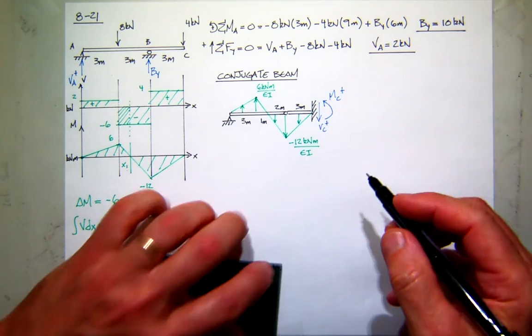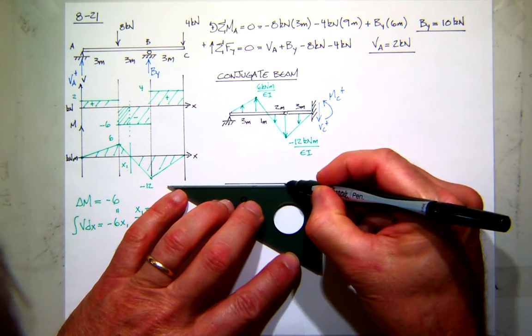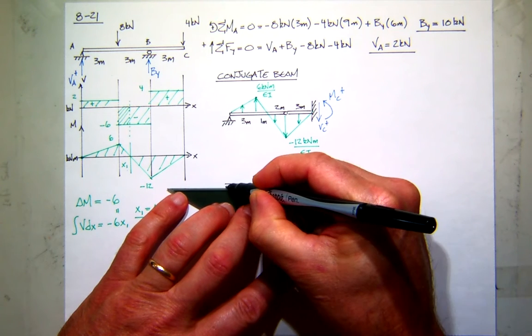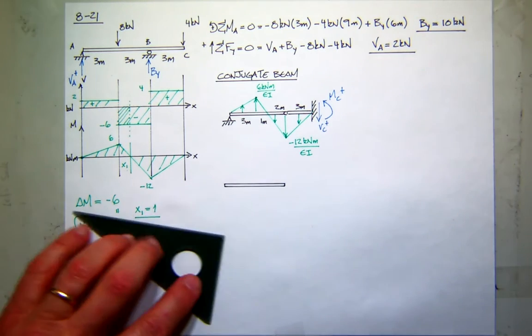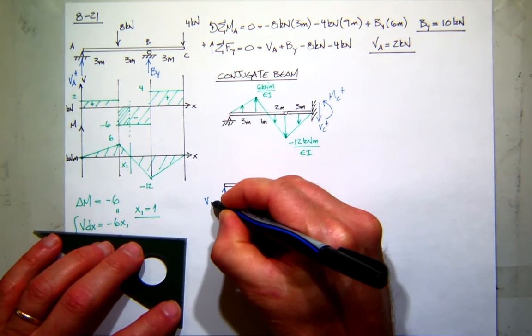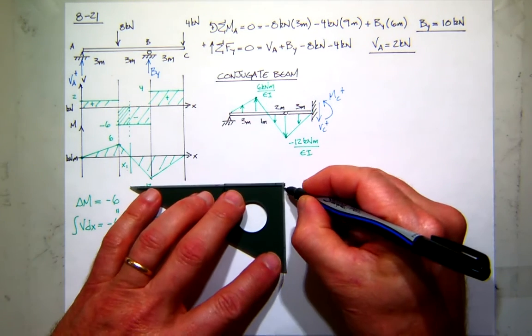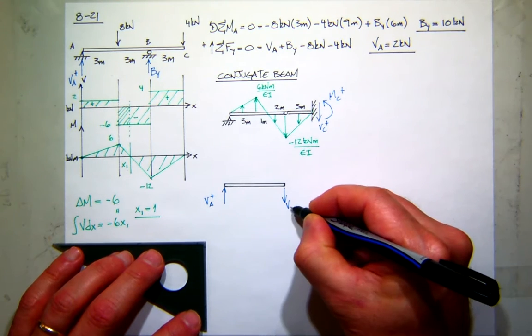So if I broke the first free body apart, what would I get? So I'm just going to go ahead and say, hey, there's positive shear at A. We won't worry about the X components. And then, hey, here's the positive shear at B.